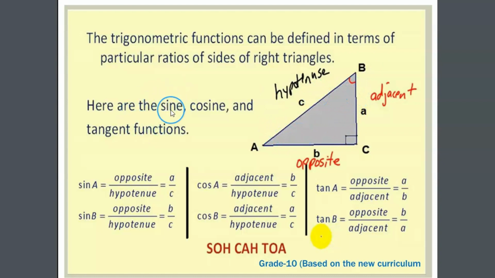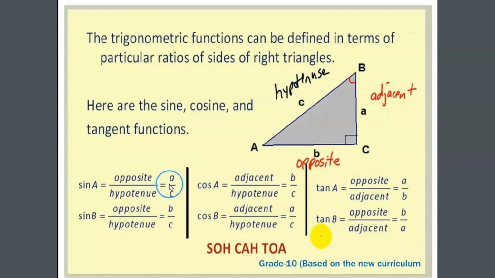How are the sine, cosine and tangent functions defined? Let us see sine. How do we find the sine of angle A? Yeah, the sine, cosine and tangent of what? These two angles, angle A and angle B.